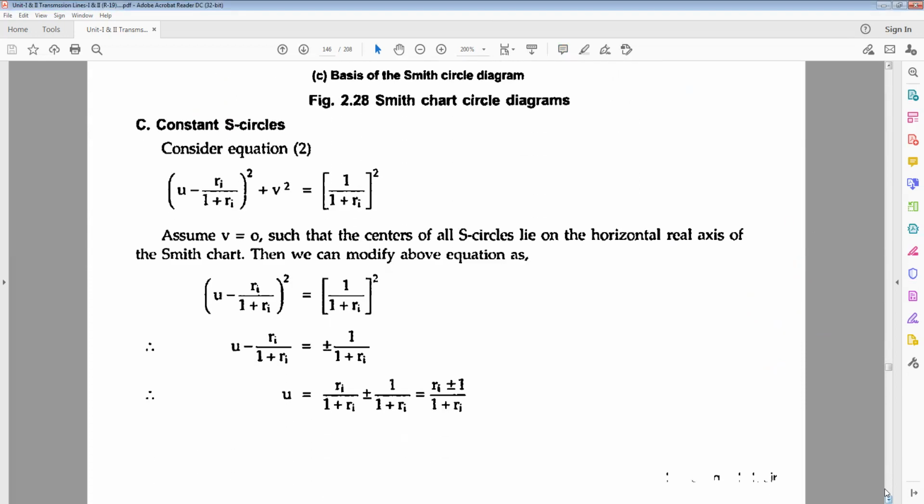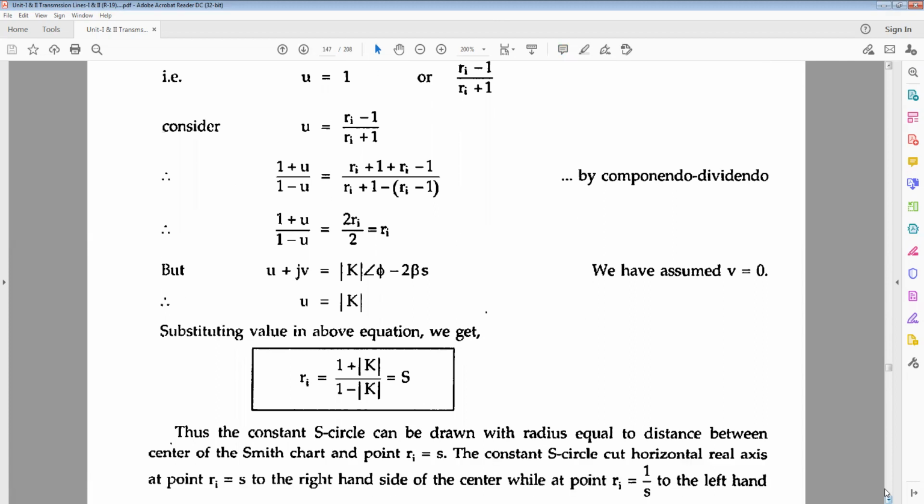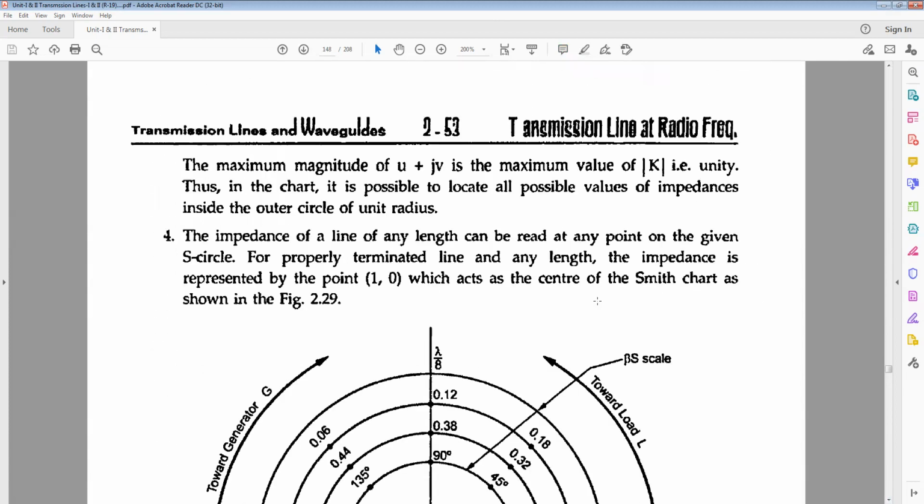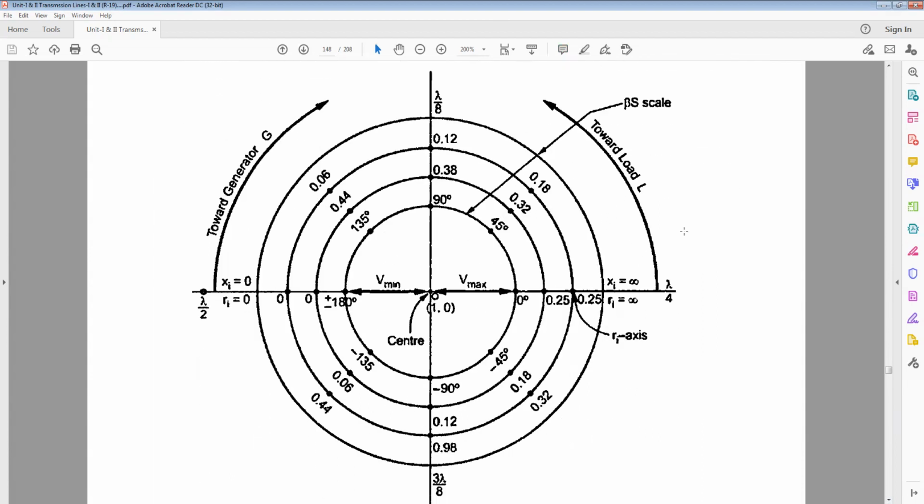So we have the constant X circles and R circles. You see the maximum, what I shared, X and R are both at the infinite value. So that is the maximum, and X and R on the left hand side are both minimum. So it is V minimum. Okay, my dear students.